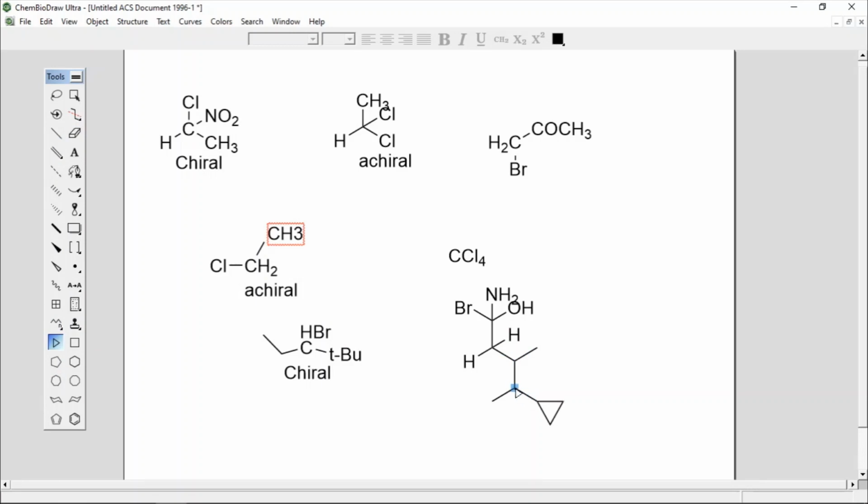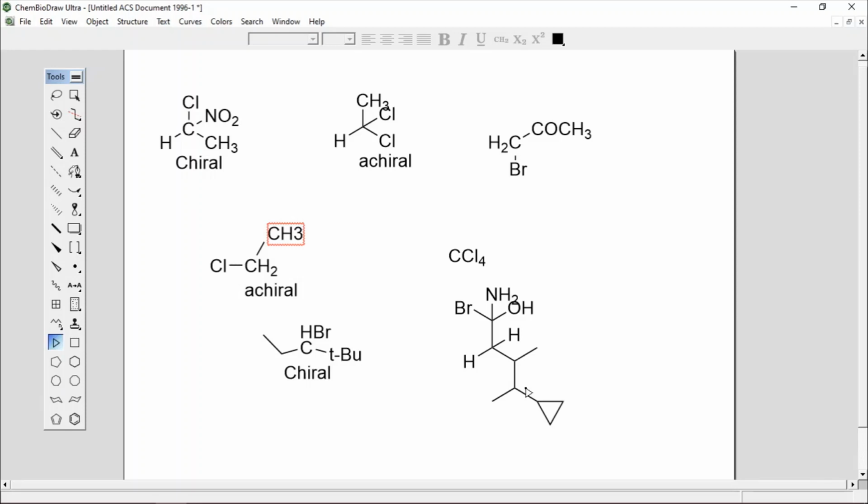Now what about this carbon? Chiral carbon. Now did you understand what is chiral and chiral carbon, all the students?